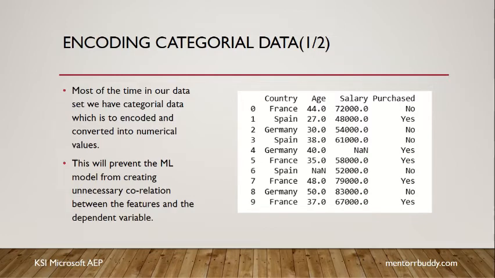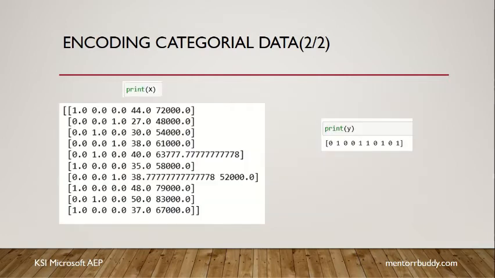Since our machine learning models cannot operate with categorical values, we have to convert them into numeric values so that they can be processed. Otherwise, we will get an error. Moving on. So this is how the output of the categorical data looks.